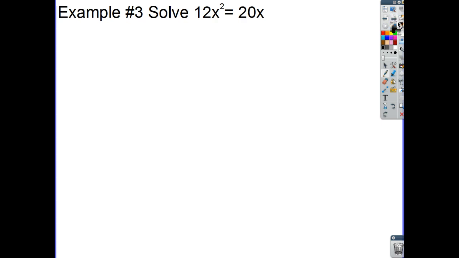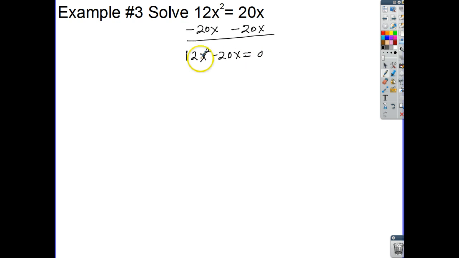Okay, next example. And in this one, you'll notice that there is no constant here. Okay, we still want to get it equal to 0. We want to keep x squared positive, so we'll go ahead and subtract 20x from both sides. I'll just write it underneath here and then put it in the correct order. So we get 12x squared minus 20x equals 0. Now, step 2 was to factor.